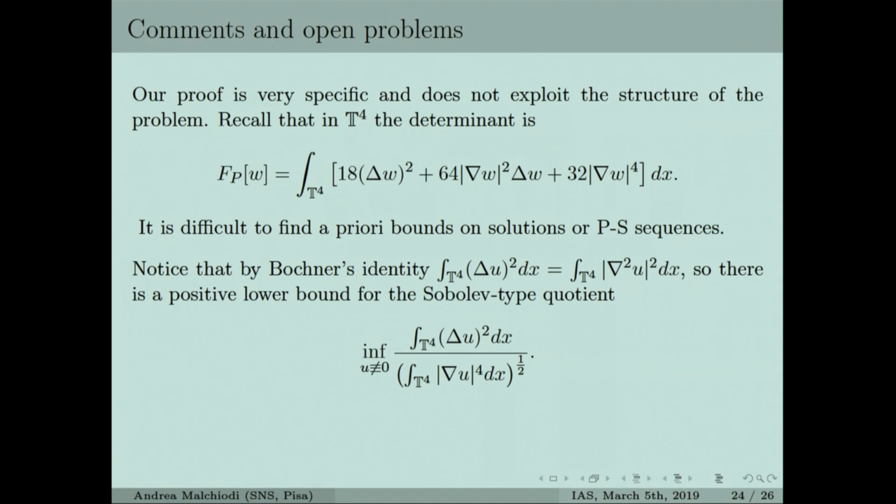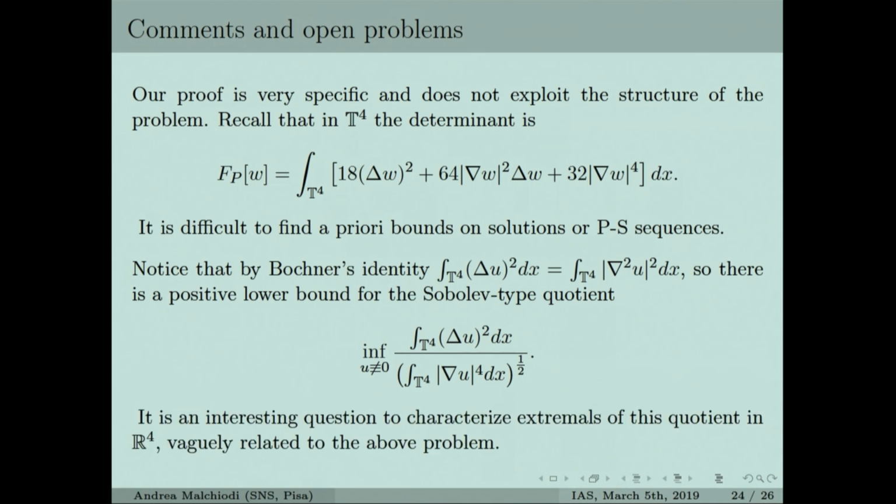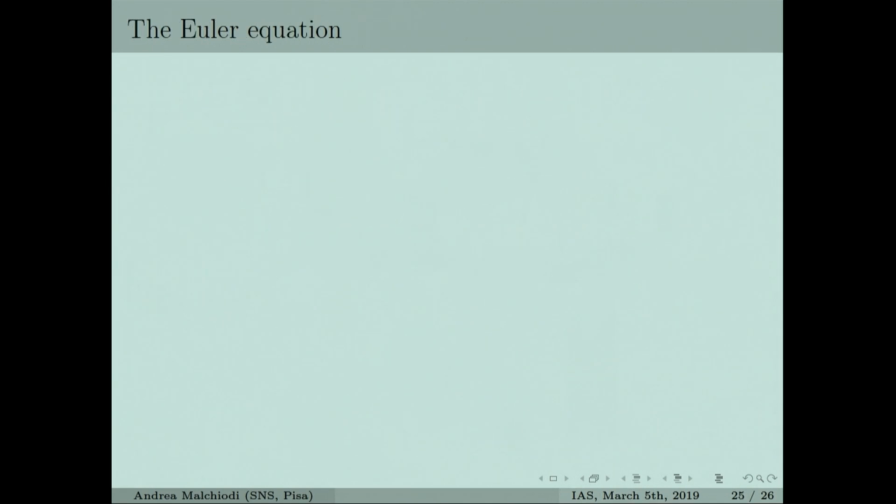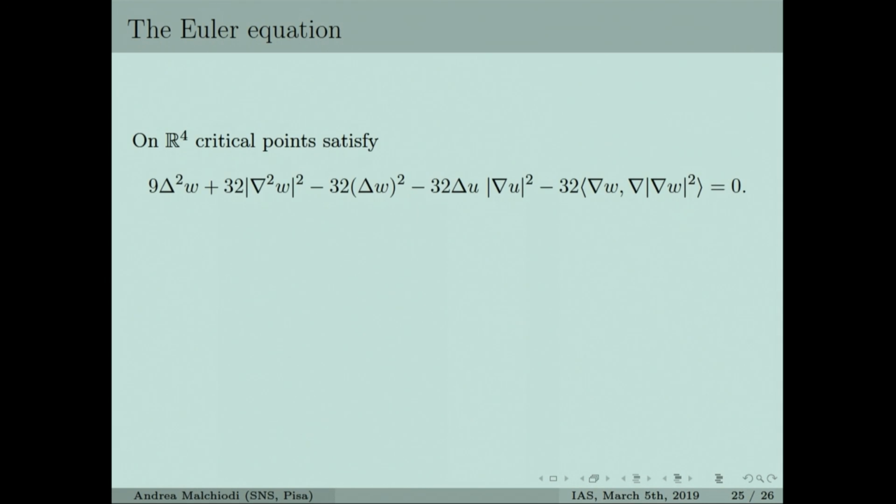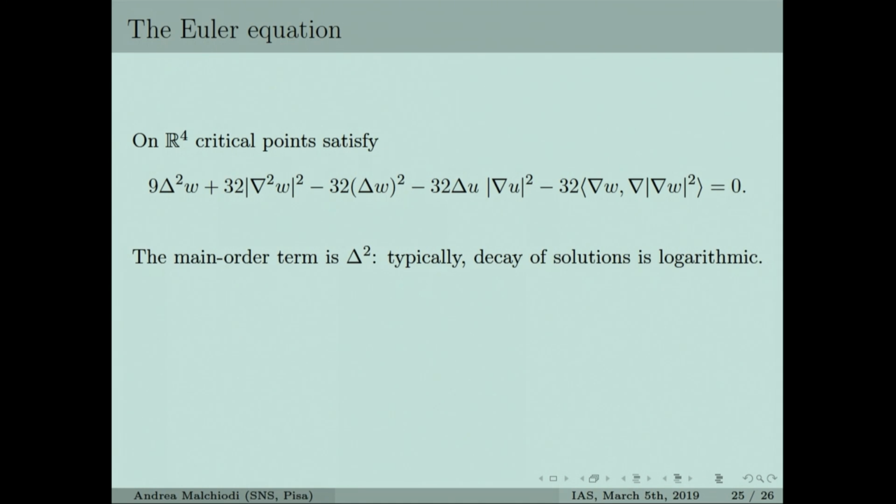But here we have a guess for what the extremal should be. There is a radial solution we can write down, but there is no symmetrization or rearrangement technique that works for this case. So that's the Euler equation in R4. With no curvature, you can write it down. It's already pretty ugly. You can imagine with curvature what it is.